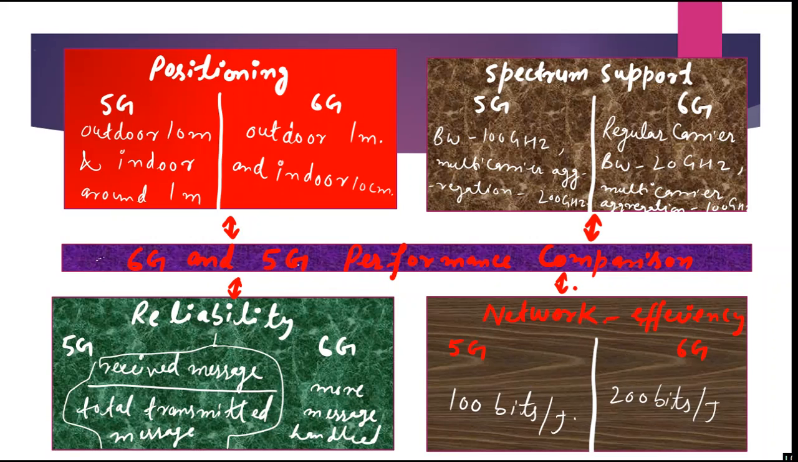And the last one is network efficiency. How much more efficient will the 6G network be than the 5G network? In case of the 5G, the network efficiency is 100 bits per joule, and in case of the 6G, it is 200 bits per joule. That is 2 times more efficient than 5G. Basically 6G is 2 times more network efficient than 5G. So that's all in this video, guys.